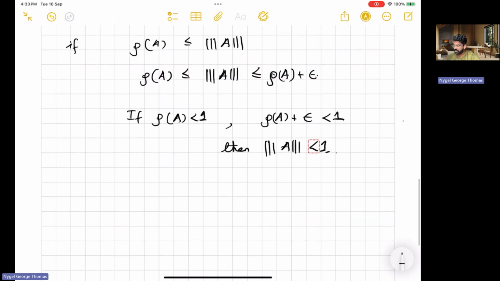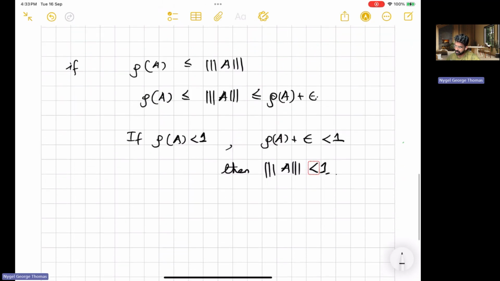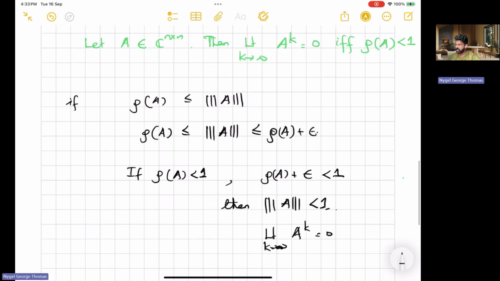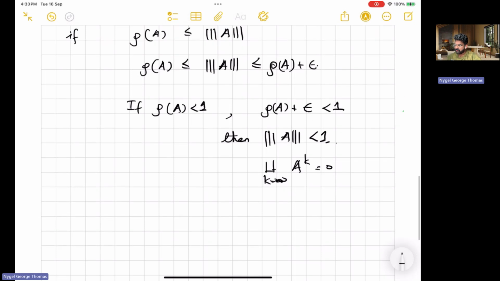So from this lemma, if norm of A is less than 1, then limit k tends to infinity, A raised to k is equal to 0. This is one way of proving it. Right? Since it's an if and only if condition, we have to prove it the other way also.